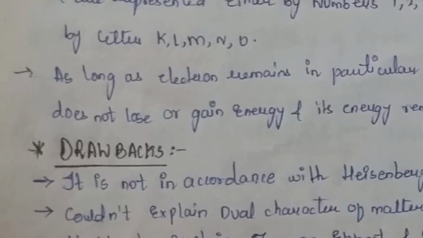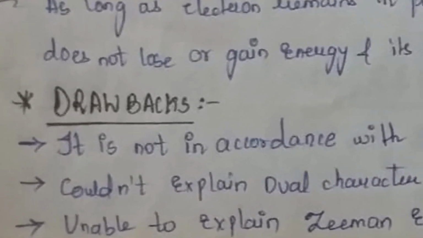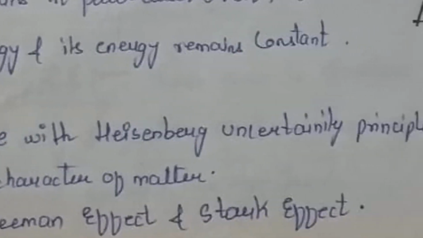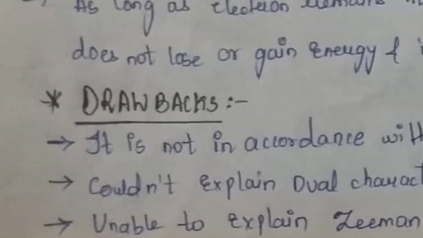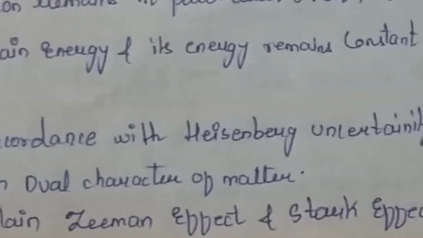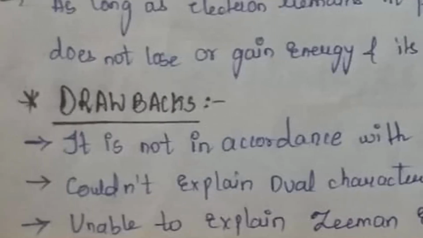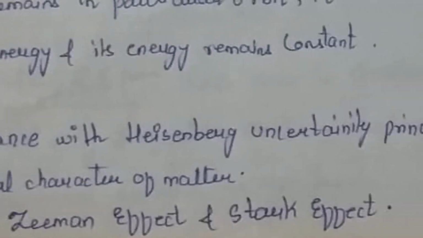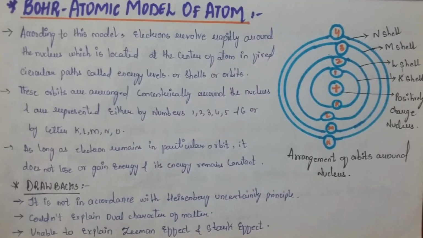Now, the drawbacks of the Bohr atomic model: first, it is not in accordance with the Heisenberg uncertainty principle. Second, it could not explain the dual character of matter. Third, it is unable to explain the Zeeman effect and Stark effect. These are the drawbacks of the Bohr atomic model.